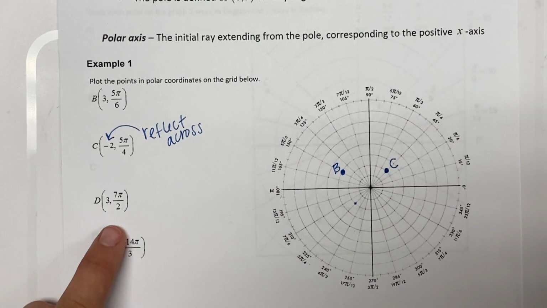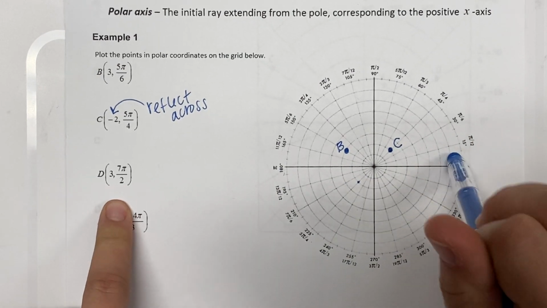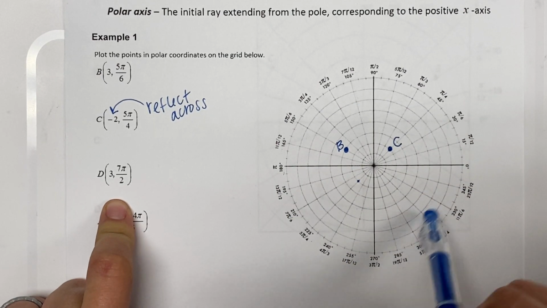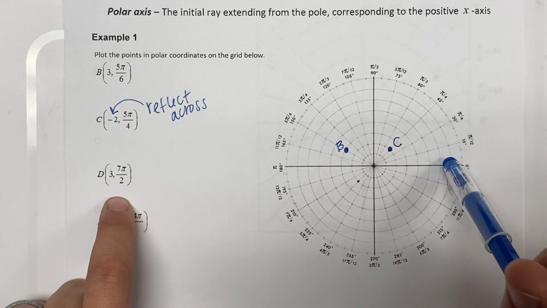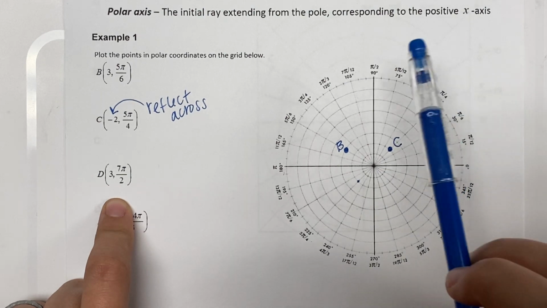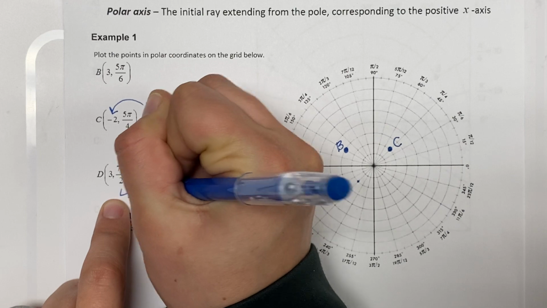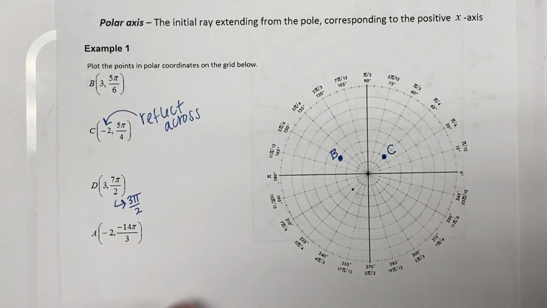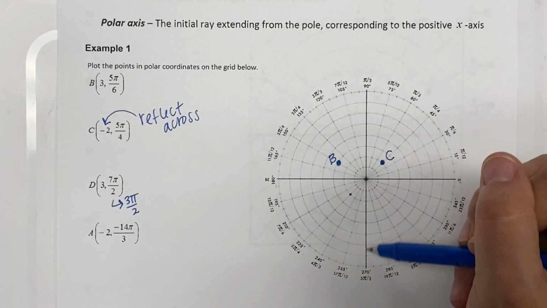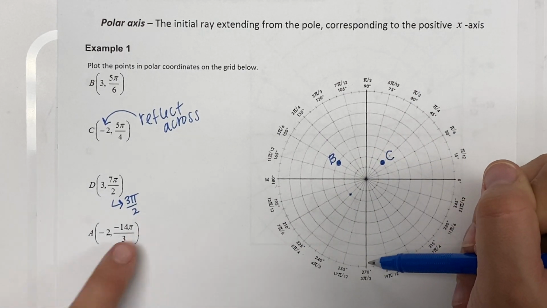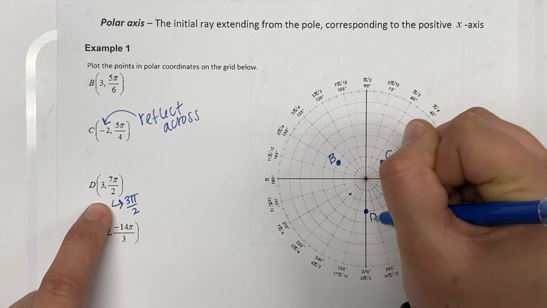Woohoo! Okay, point D looks pretty straightforward. However, I don't see a 7 pi/2 on my unit circle or my polar graph because 7 pi/2 is more than 2 pi. So that's 1/2, 2/2, 3/2, 4/2, 5/2, 6/2, 7/2. So 7 pi/2 is the same thing as 3 pi/2. Remember, coterminal. That's what we're doing here. Back at it. So on this axis, I'm going to 3. And that'll be D.